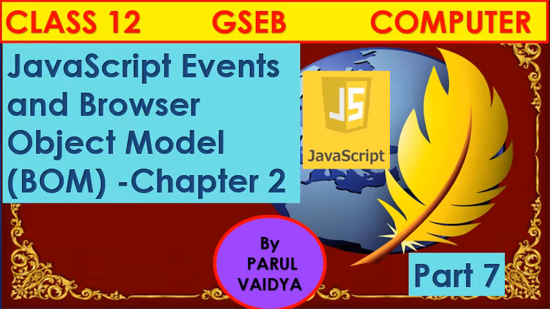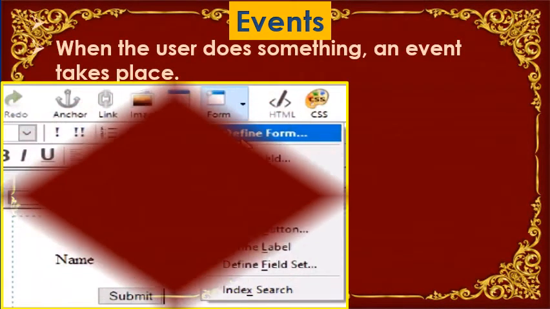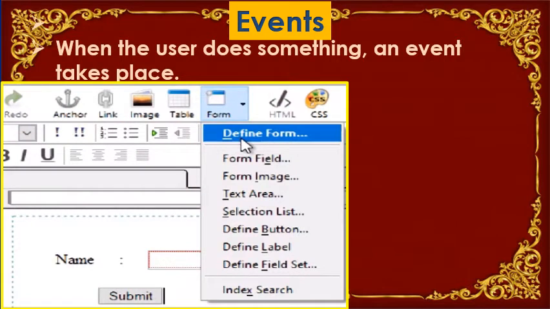Today, we are going to study different JavaScript events and the browser object model. First, we will study what events are. When the user does something, an event takes place. Children, you might remember that we have already studied the submit event.